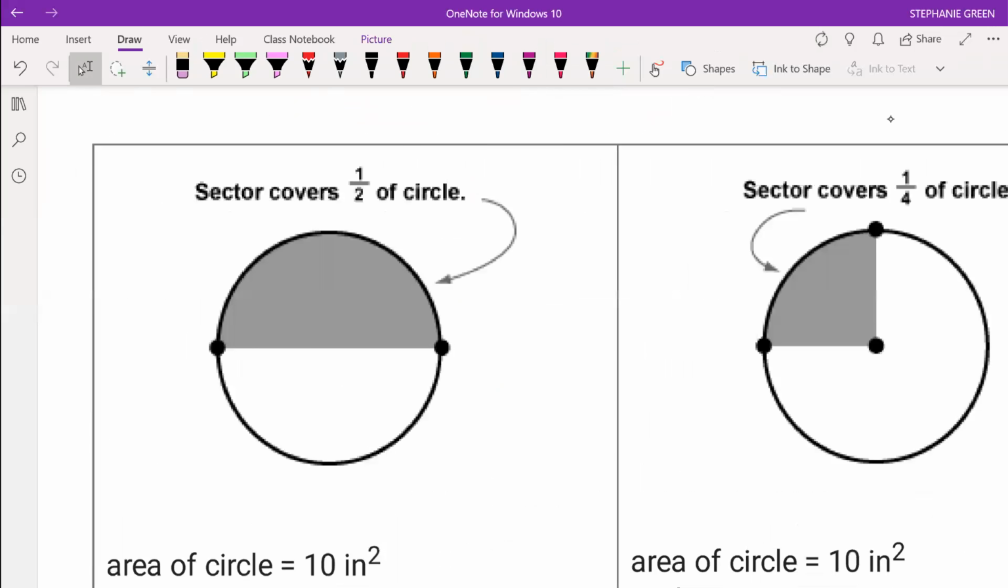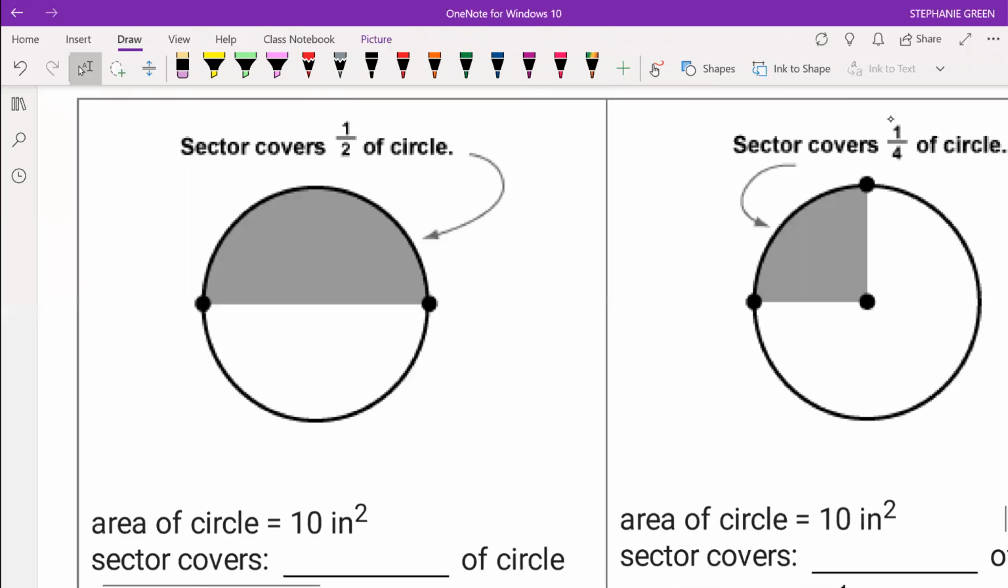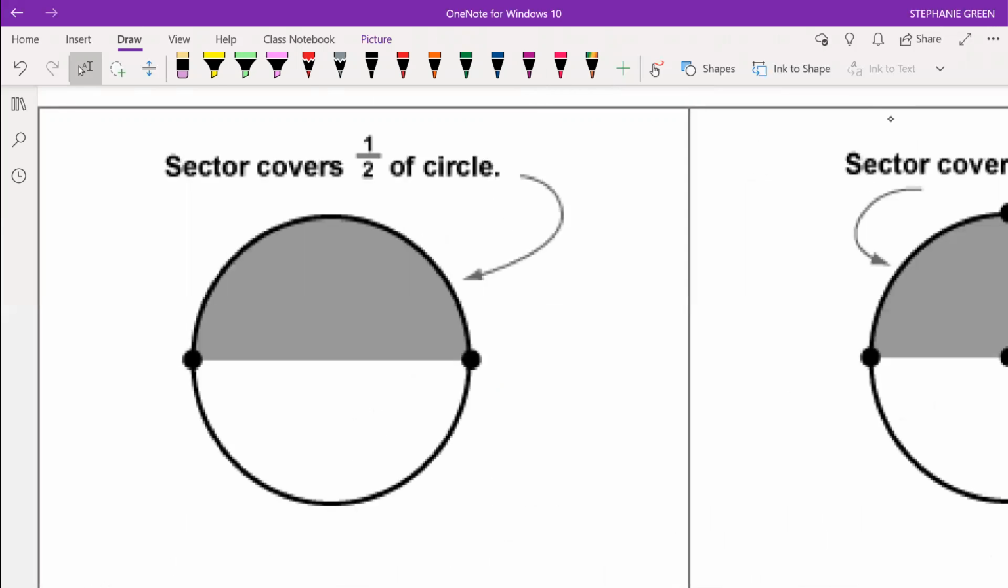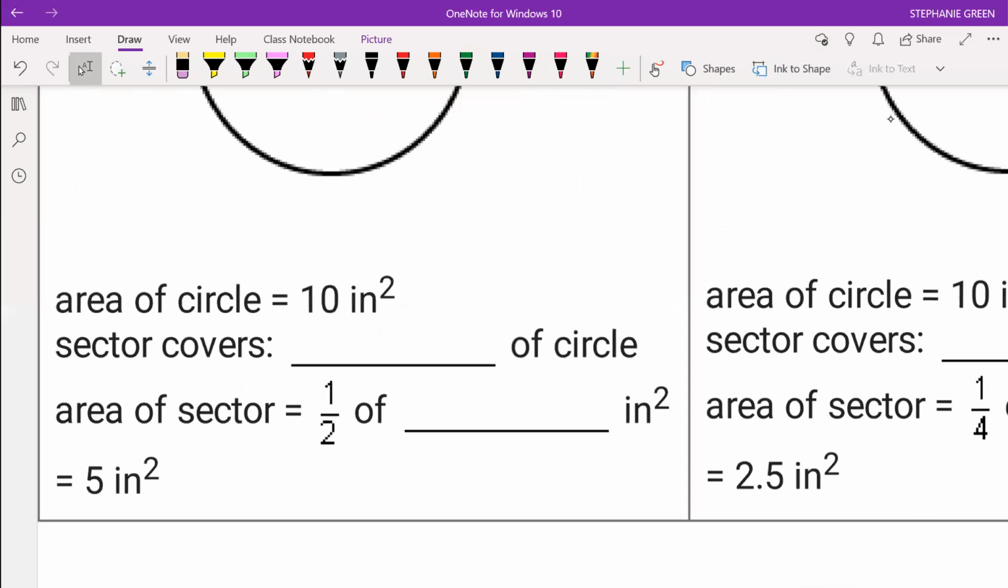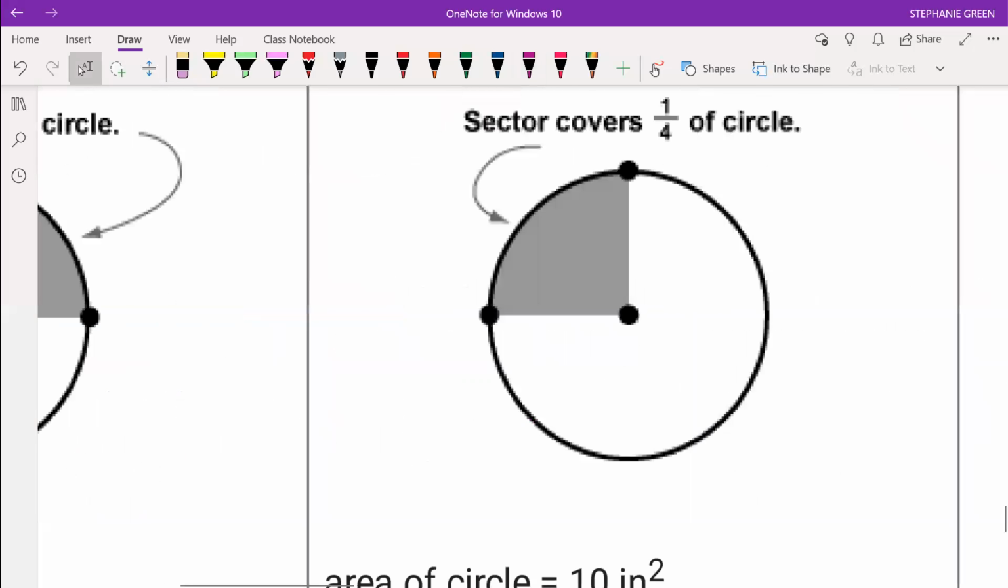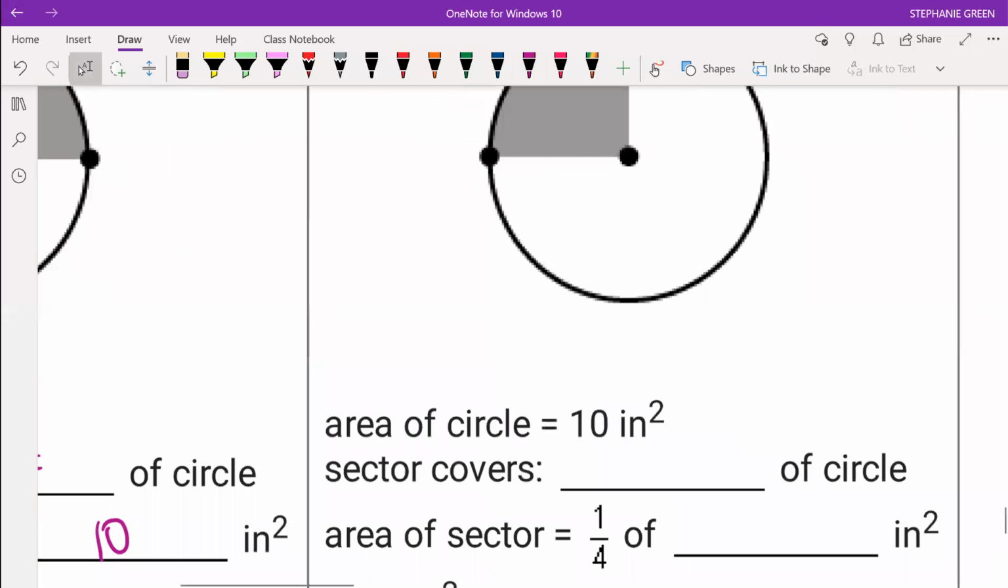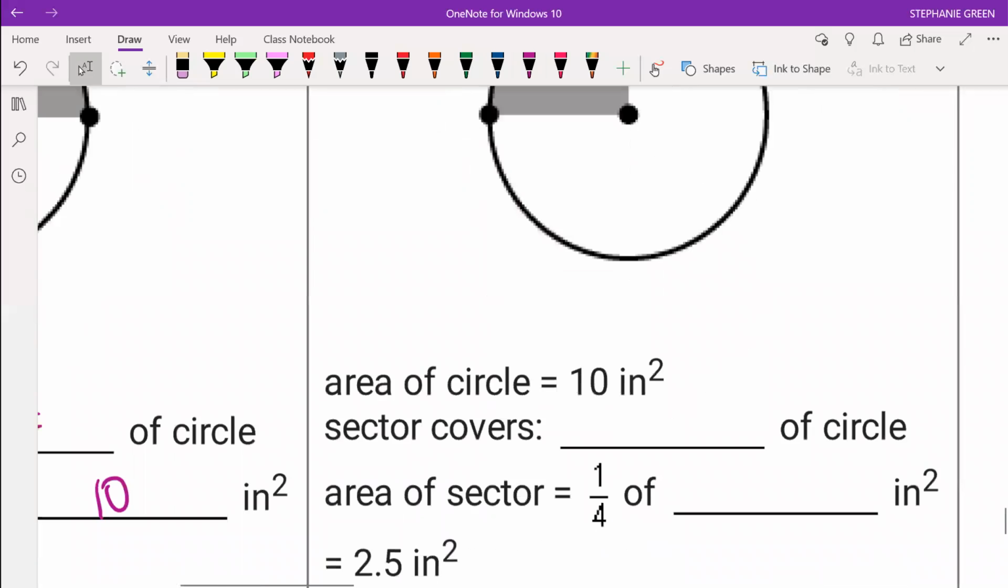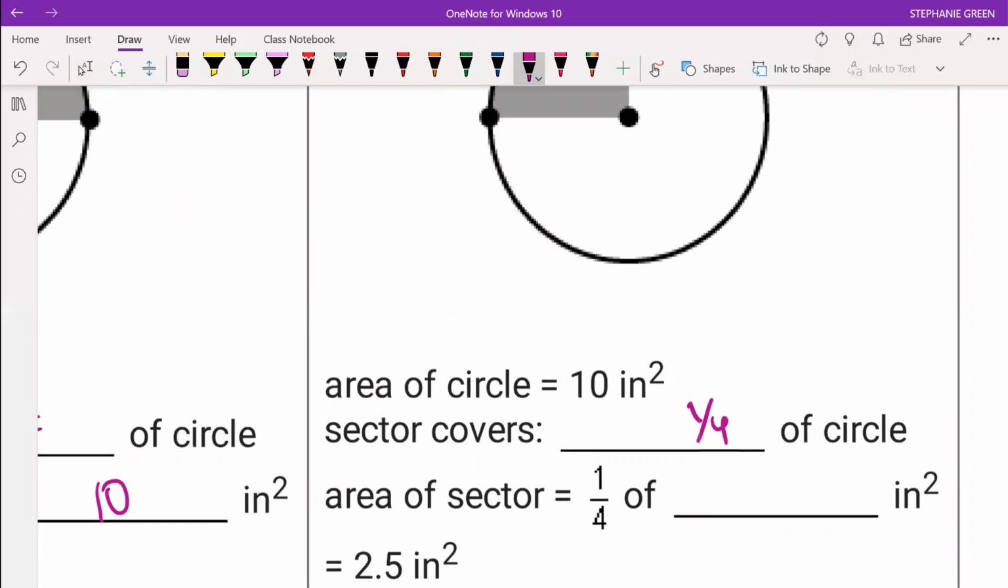Before we get to the actual equation, let's look at this the same way we looked at arcs. If this sector covers half of the circle, then wouldn't it be half of the circle's area? Well, it tells you down here that the area of this particular circle is 10 square inches. So since the sector covers half the circle, to find the area of the sector, we just divide that 10 by 2, or multiply it by 1/2 to get 5. On this one over here, we have a similar thing happening, but now our sector covers 1/4 of the circle. So if the whole circle is 10 square inches, then 1/4 of that would be 2.5. 10 divided by 4, or 10 times 1/4, is 2.5.